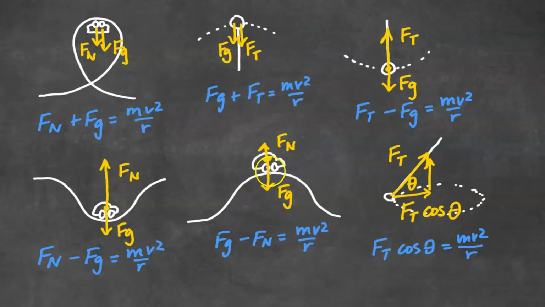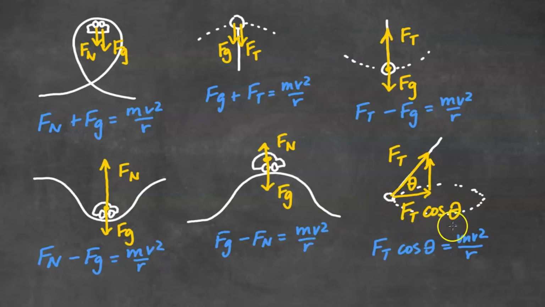Here we have a car going over a hill. There's a gravitational force down, normal force up. The center of curvature of this hill is below, it's going to be down, so Fg has to be bigger than Fn. So our equation will be Fg minus Fn equals mv squared over r.